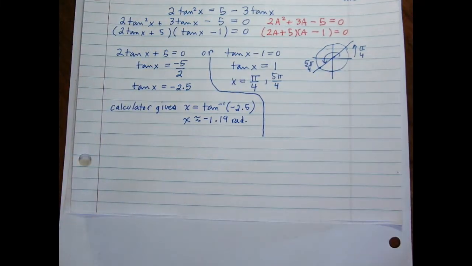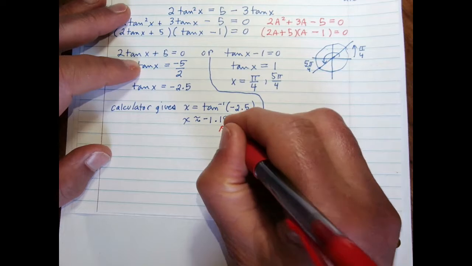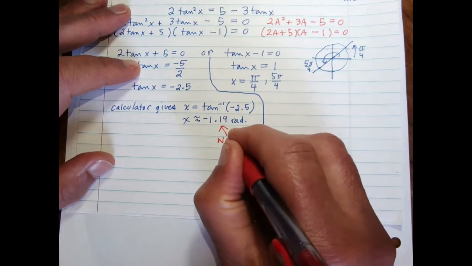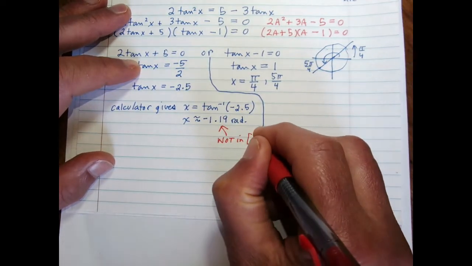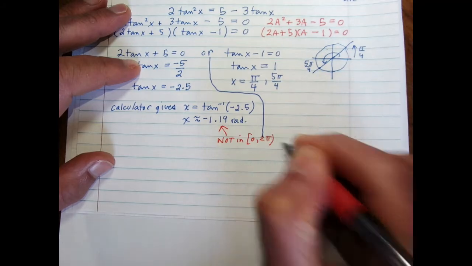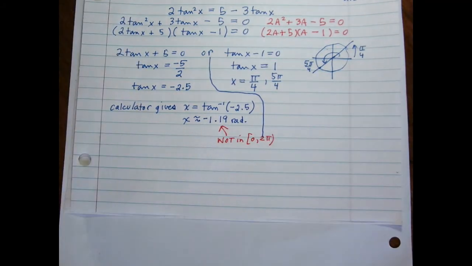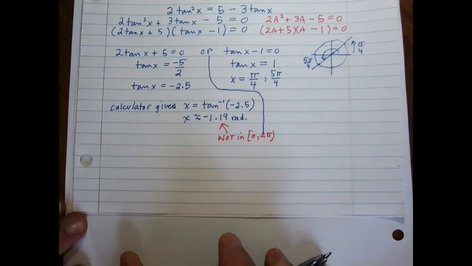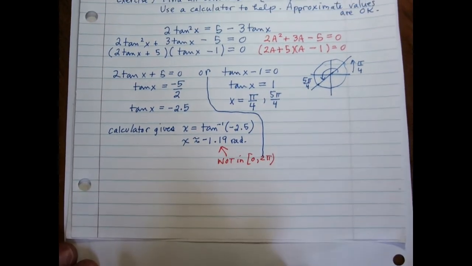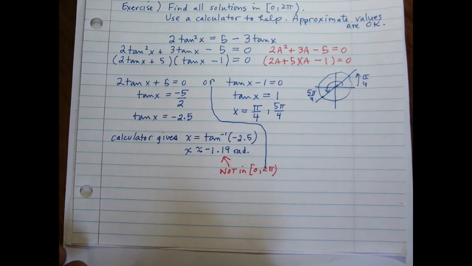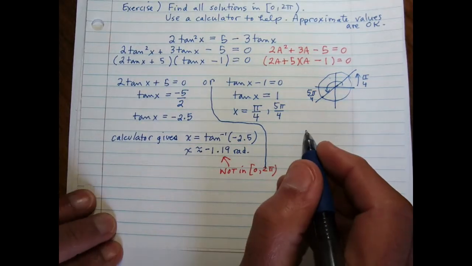Okay, that was harrowing enough, but now here's a bit of an issue. That negative 1.19 is not in the interval from 0 to 2 pi, because it's negative for one thing. So how do we find, that's not the solution we want. The calculator is not giving us the solution we need between 0 and 2 pi.